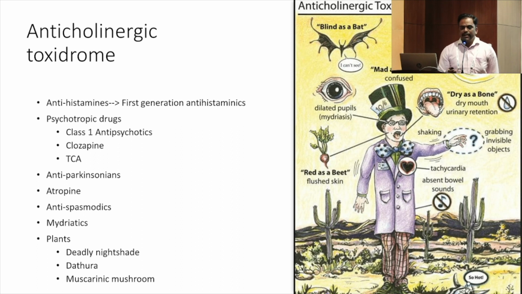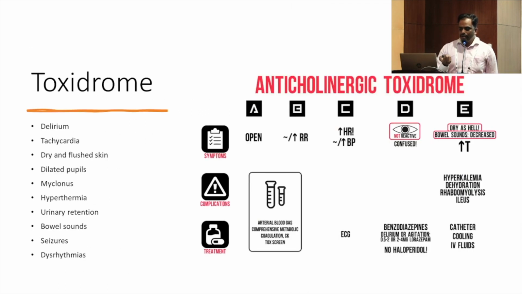And dry as a bone, as compared to your cholinergic, anticholinergics will have the opposite effect on the secretions. All the secretions will be dried out and you would see dry as a bone. So this is one of the mnemonics to remember the anticholinergic toxidrome. Another is: delirium, tachycardia, dry and flushed skin, dilated pupils, myoclonus, hyperthermia, urinary retention, decreased bowel sounds, seizures and dysrhythmias.